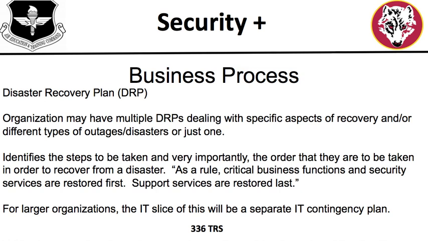And it will identify the steps to be taken, but more importantly, the order that these steps are taken in. So as a rule, critical business functions and security services are restored first, and the nice-to-have stuff will be restored last. For larger organizations, the IT slice of this will be a separate IT contingency plan.